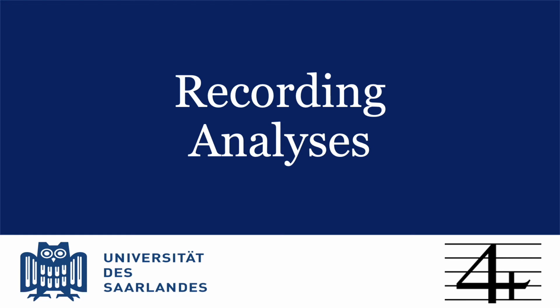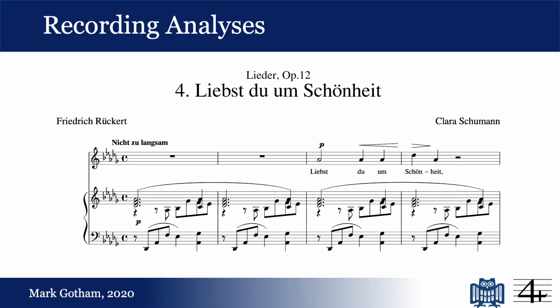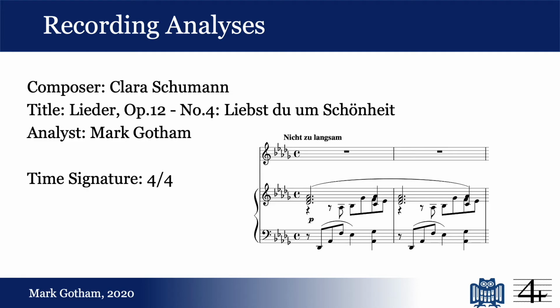Basically, it all comes down to getting analyses into a format the computer could work with. Let's take the Liebst du Schönheit from Clara Schumann's Opus 12 Lieder as an example piece. And let's start with a very simple way of writing down an analysis in any text editor. Measure 1, beat 1, D flat major tonic chord, beat 3 goes to the supertonic, and on beat 4 we have the dominant 7th. This is straightforward enough. It doesn't require any additional jargon beyond that involved in Roman numeral analysis itself already.